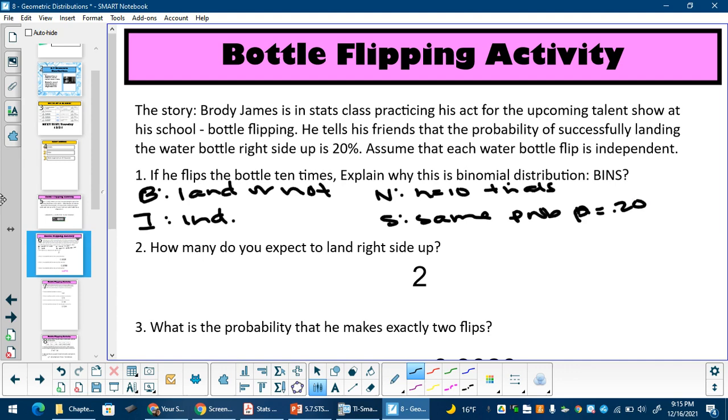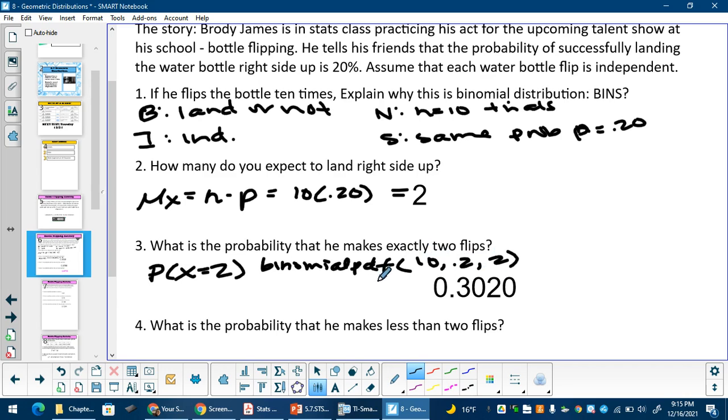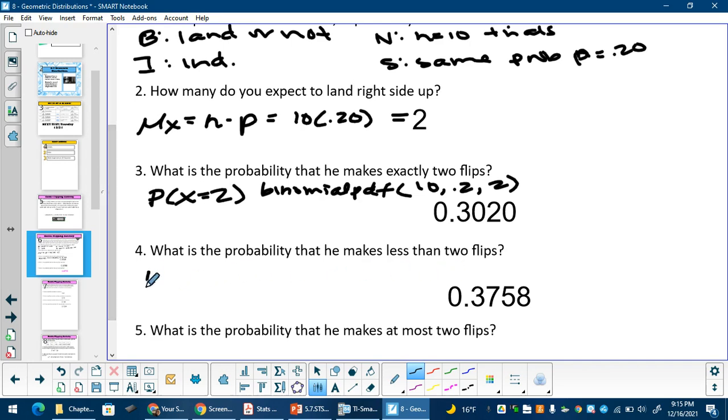Right? So how many do you expect? We learned this yesterday that the mean is N times P. So we have 10 trials, 20%. You should have gotten 2. The next one, what is the probability he makes exactly 2? P of X equals 2. You can do binomial PDF if you want. All right, and we have 10 trials. Our probability is 0.2, and we want to know exactly 2. You should get 0.3020.